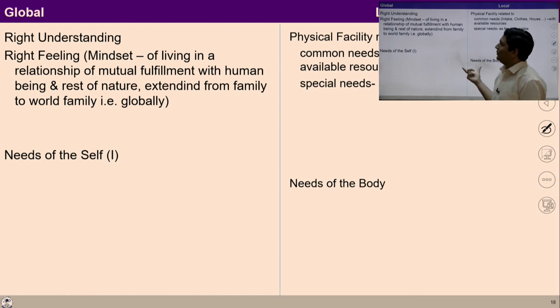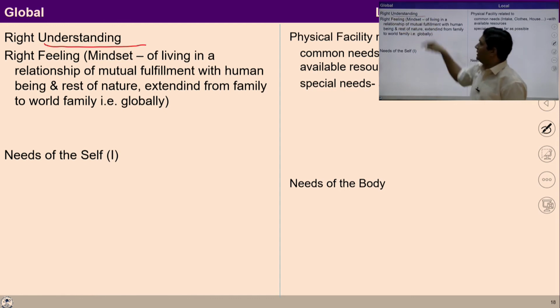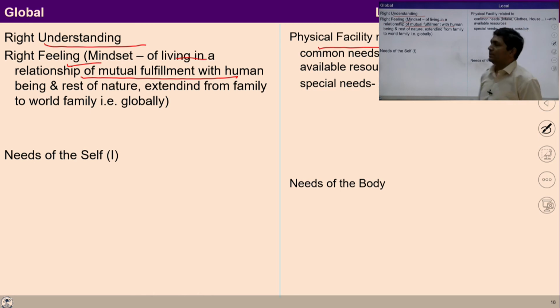So we can say there is a need to globalize right understanding and right feeling. The mindset of living in relationship of mutual fulfillment should be globalized. On the other hand, physical facilities should be localized. Whatever is required for nurturing and protection of the body, like clothes, house, and food, should be made with locally available resources.